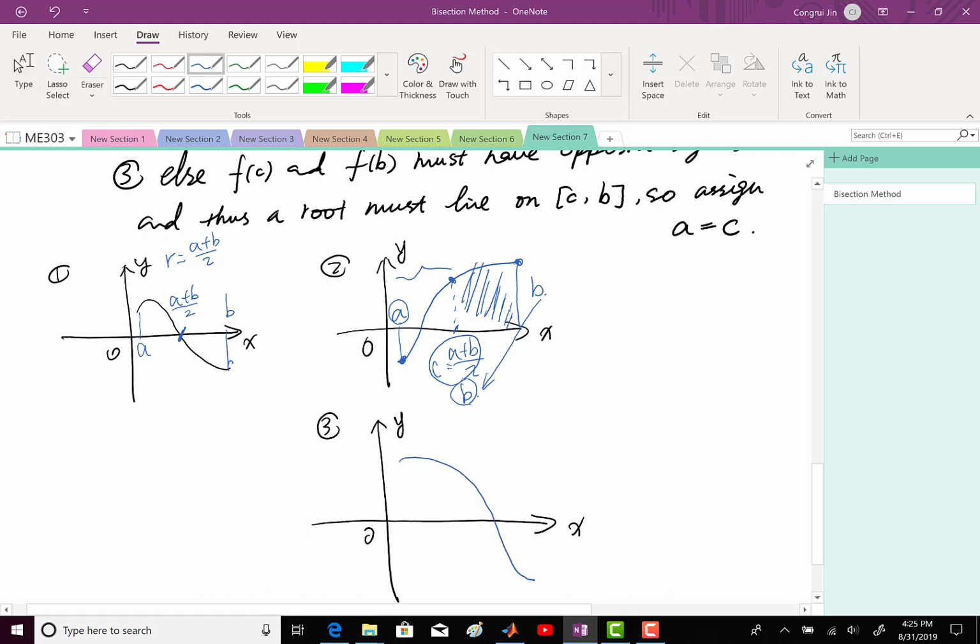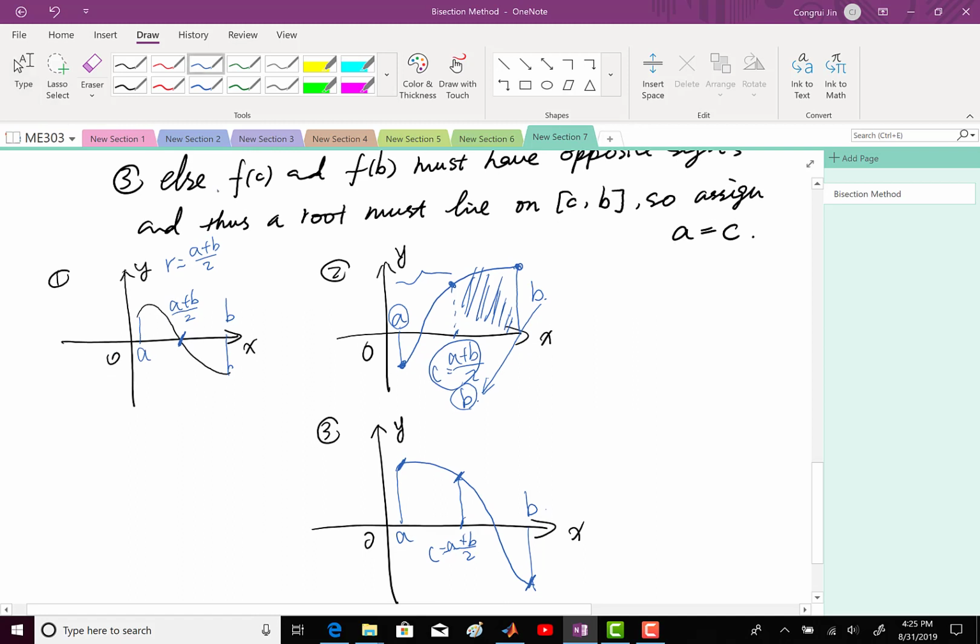We have a function from A to B, and they have opposite signs, so there is at least one root inside A to B. We find the middle point A plus B over 2. This will be this middle point C. And then we evaluate the value of the function at this middle point. We found that it's positive because FA is positive, FC is positive, FB is negative.